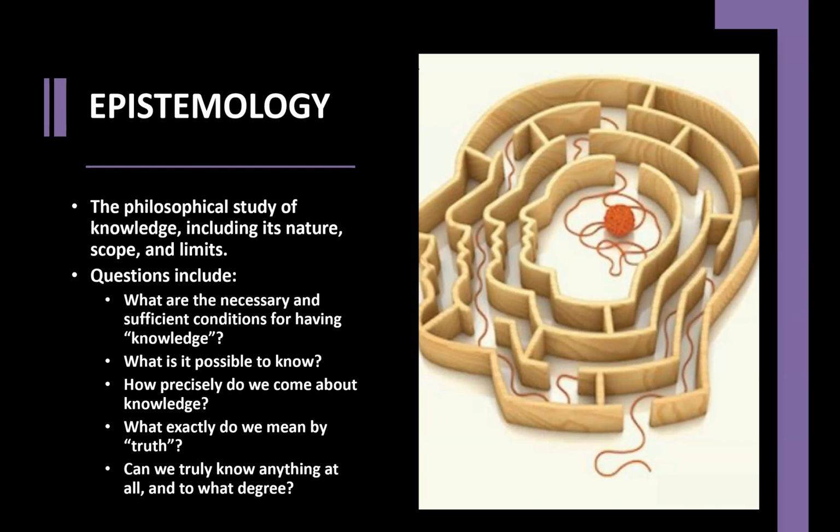As opposed to psychology, this is a philosophical inquiry of knowledge. Some of those questions include, what are the necessary and sufficient conditions for having knowledge? What's a working definition that we can use to pin down the concept when we talk about knowledge? What's it possible to know? What's impossible to know? By extension, how precisely do we come about knowledge? Do we come about it from the ground up, or is it a top-down phenomenon? What exactly do we mean by truth? Can we know anything at all with any degree of certainty? Those are all, again, just a real small sample of epistemological questions, which is the second main branch of philosophy.